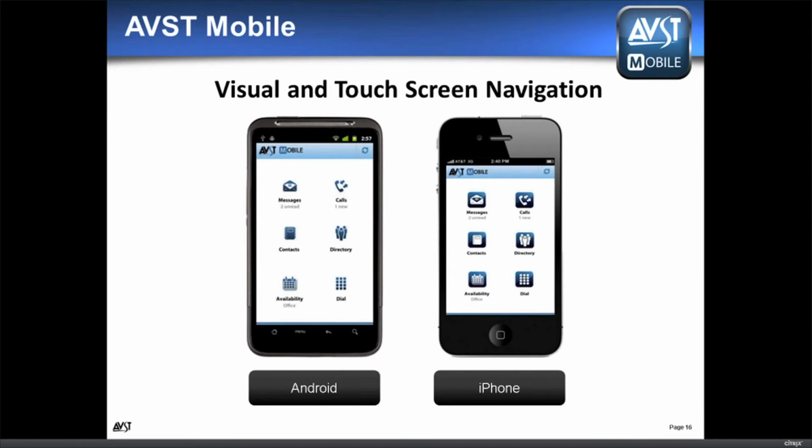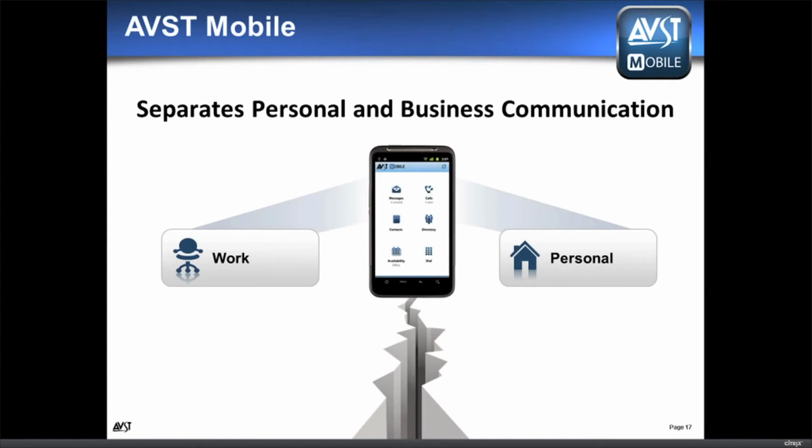These apps were written in code native to each of the operating systems of Android and iPhone. And what that means is that the user will find the interface familiar and easy to use because they were developed specifically for these OSs. What you'll find unique about AVST's mobile apps is that they fit in very nicely in support of a corporate bring-your-own-device policy, otherwise known as a BYOD, by keeping separate what is business and what is personal.